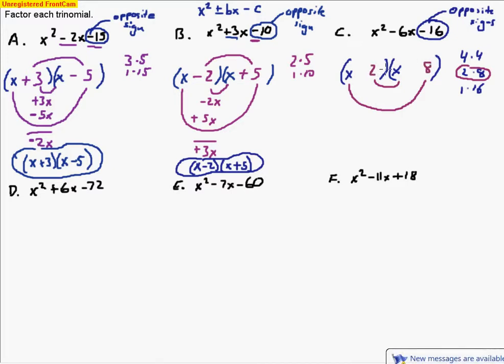See, 2 times 8 makes 16. And when I take a look at the inside terms, I get 2x. The outside, I get 8x. And you see, those will end up subtracting to make 6x. Now, I don't want just a positive 6x. I want a negative 6x.